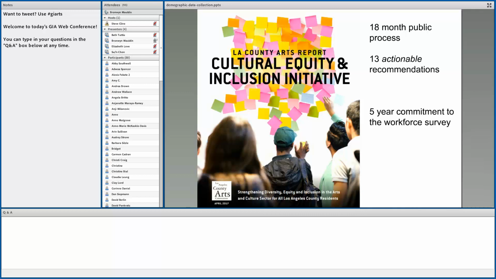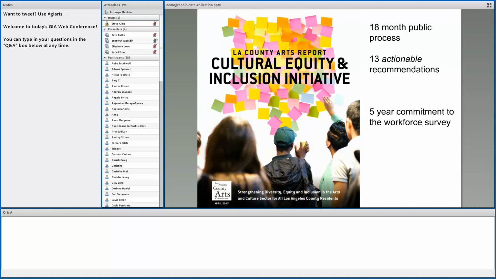Collecting demographic data about our local arts workforce was part of a much larger initiative here in LA County that was launched by our County Board of Supervisors. They tasked us with going through a very public process, developing actionable recommendations that would improve cultural equity and inclusion in the arts across the county. So the timing for this was really quite perfect.